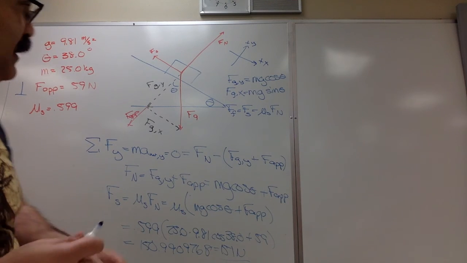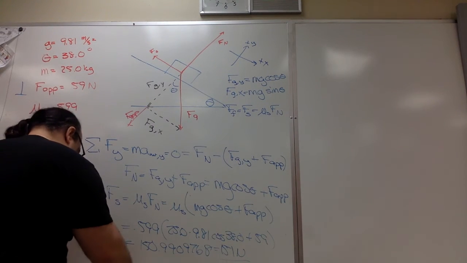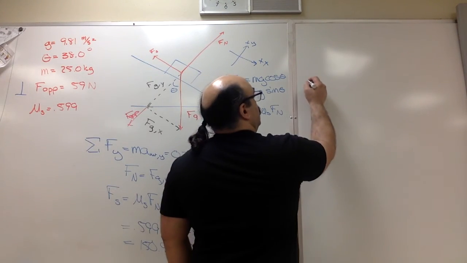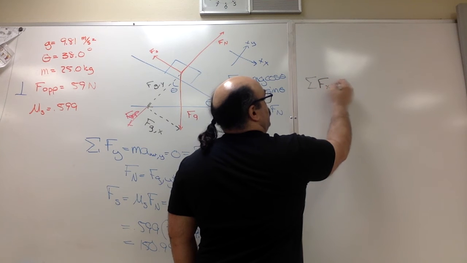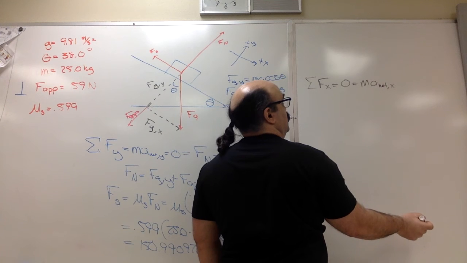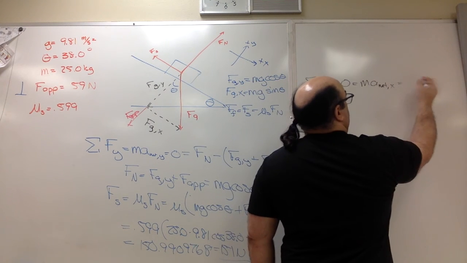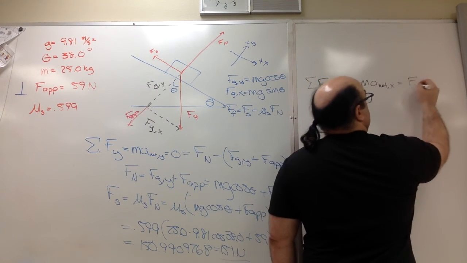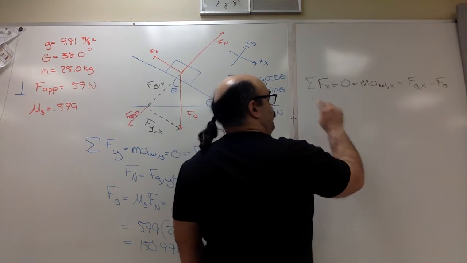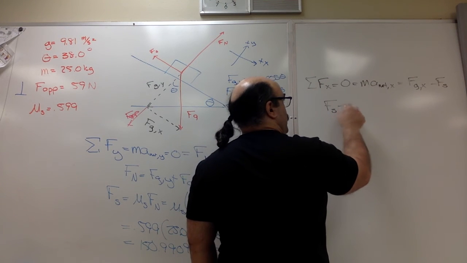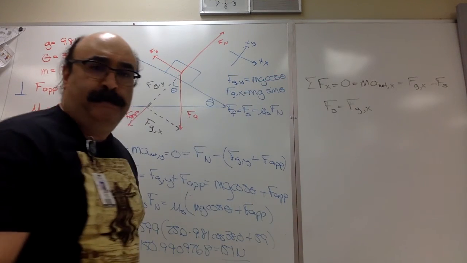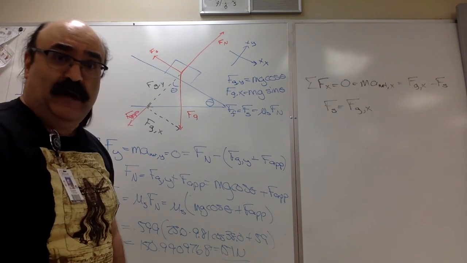There is another way of solving this, though. We also know that the sum of the forces in the x direction must equal 0, which is the mass times the net acceleration in the x direction. And that is simply going to be equal to the force of gravity in the x direction minus the force due to static friction. Therefore, the force due to static friction must simply be the force due to gravity in the x direction. In this case, it might be simpler to have solved it this way.